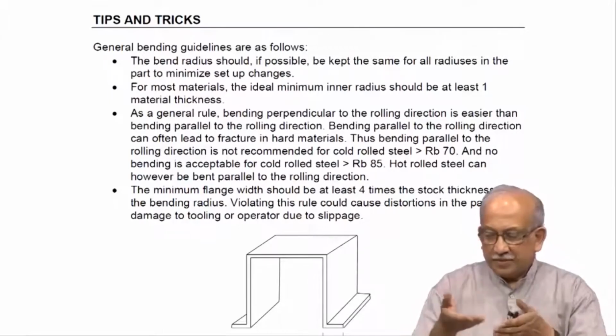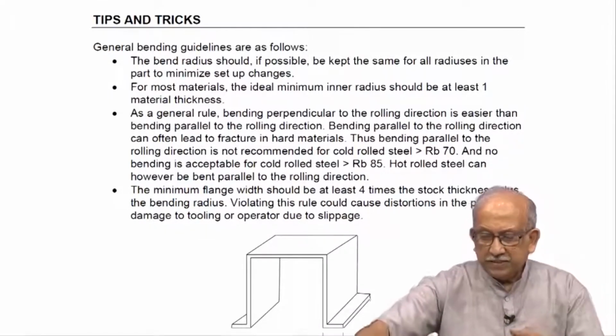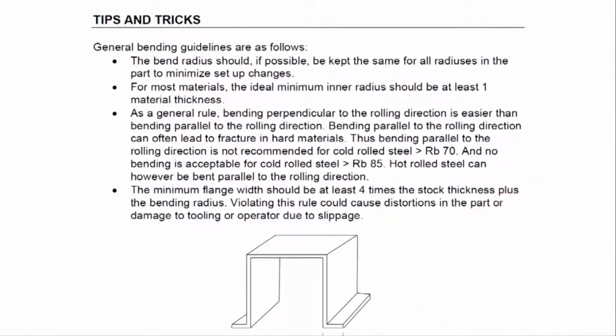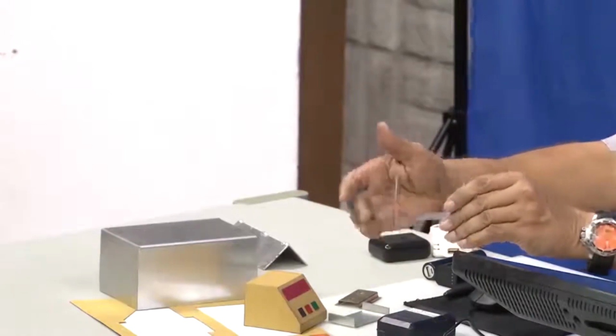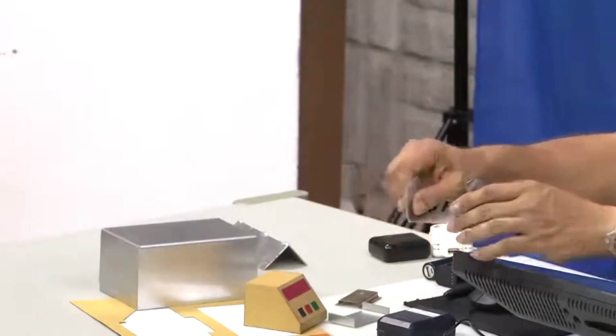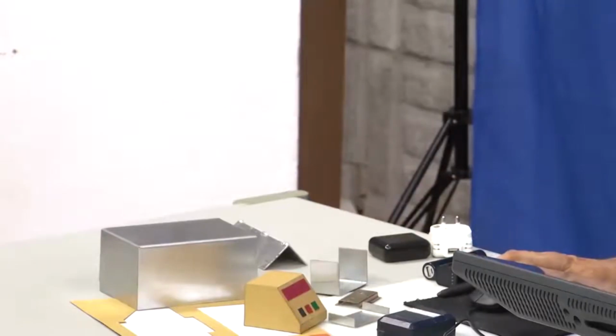So, if the strip is available in this direction, it means you can bend it here like this. It comes continuously, and then bending it here is like that. If you try to bend it in the other direction, chances are it will crack.